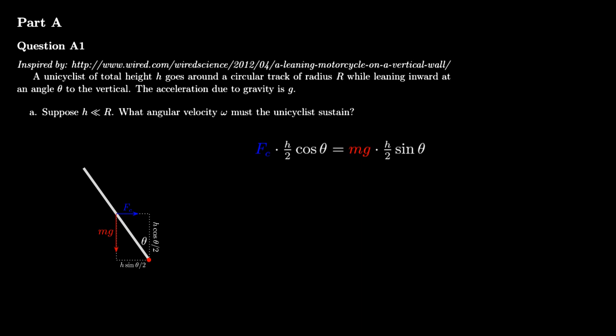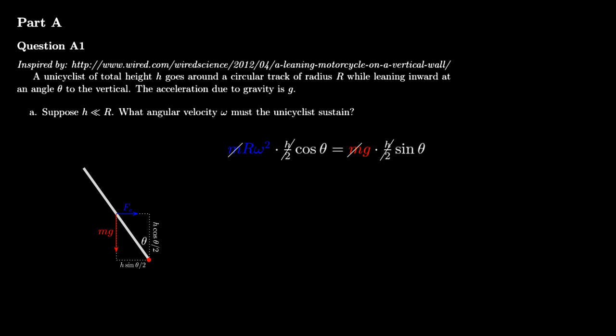But we also need to replace Fc with the expression for the centrifugal force, which is just going to be mr omega squared, since we're going to assume that it's uniform across the entire body of the unicyclist under the assumption that h is much less than r. And now we can cancel out the common factor on both sides.